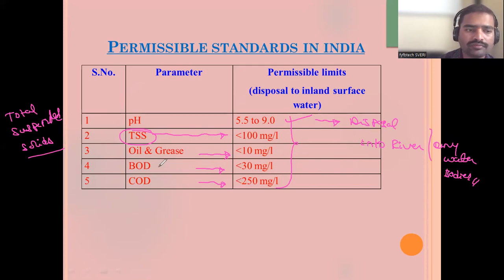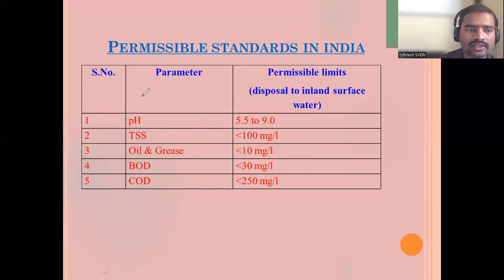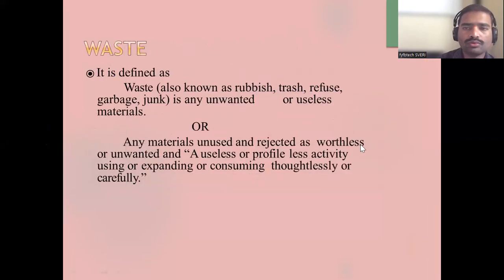What is BOD? Biological oxygen demand. What is COD? Chemical oxygen demand. You are studying these in detail in chemistry. We have also started with waste. Whatever is unwanted or useless material is called waste.